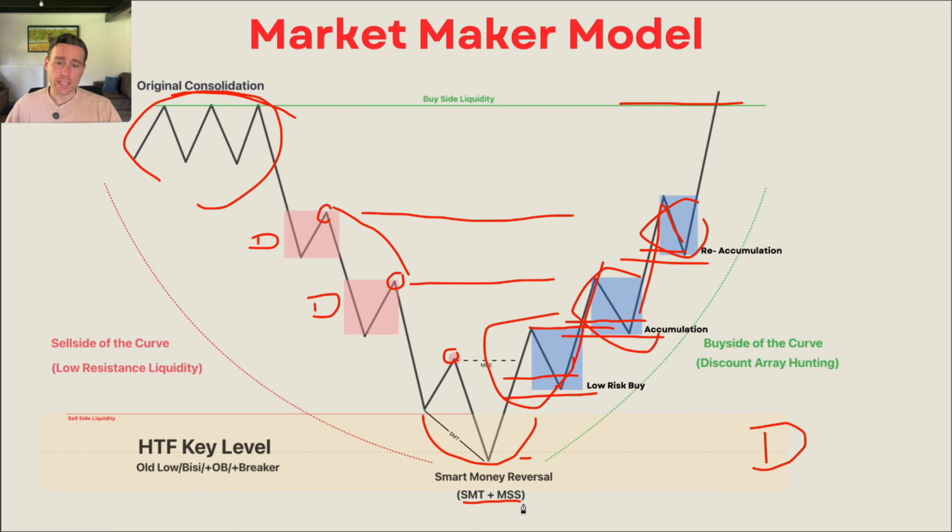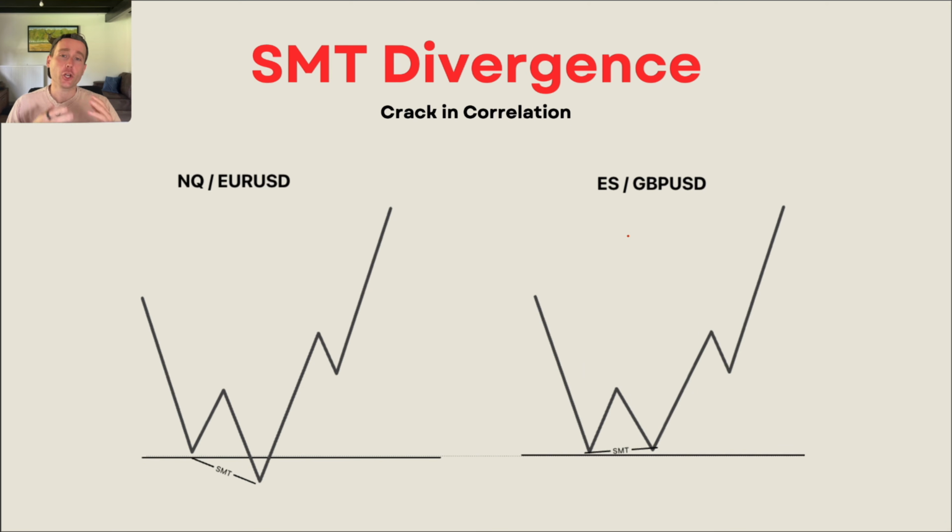You want to see an SMT and a market structure shift. We already covered the market structure shift. That is when the last swing high that made the low is violated; that is where your market structure shift occurs. But what is an SMT and what does it look like? An SMT is a crack in correlation.